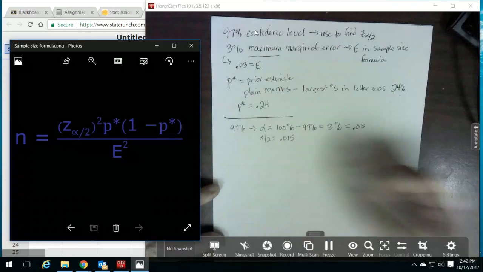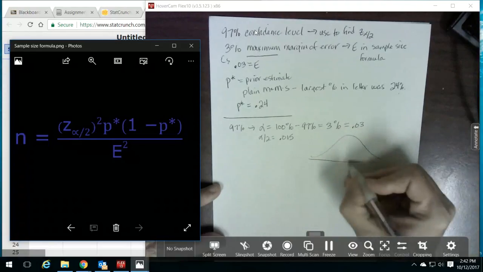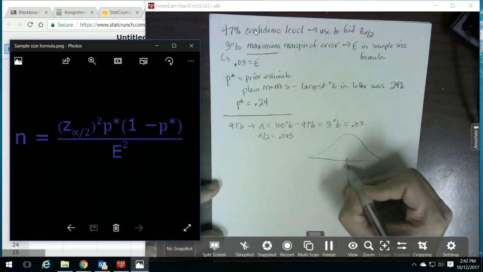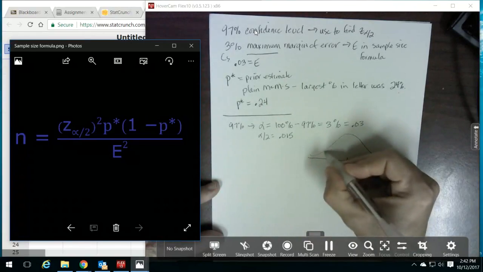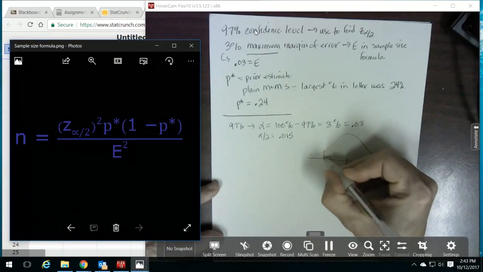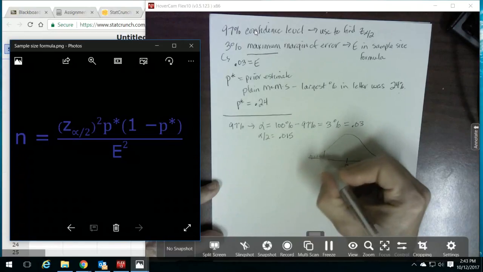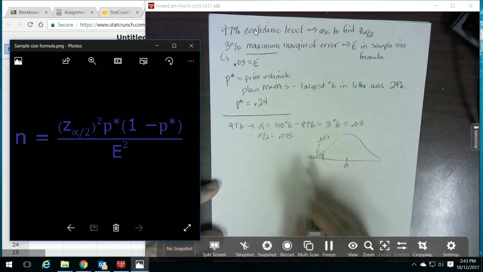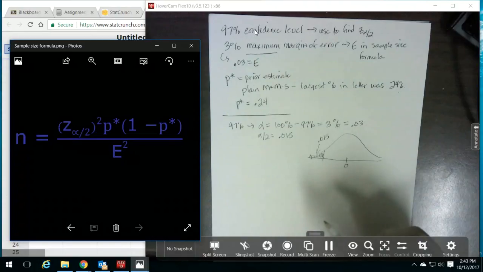To find the z-score that goes with this, since we're talking about standard normal distribution, here's my picture. I've got my normal distribution with 0 in the middle, since that's the mean. The easiest way to do this is find the cutoff value in the left tail, so that the area in the left tail is my alpha over 2. So to do this, I'm going to use the inverse norm function on my calculator.